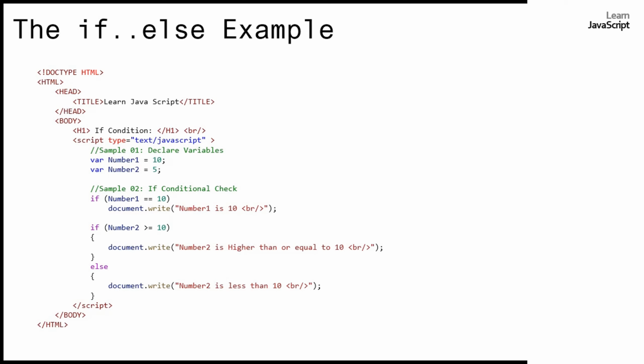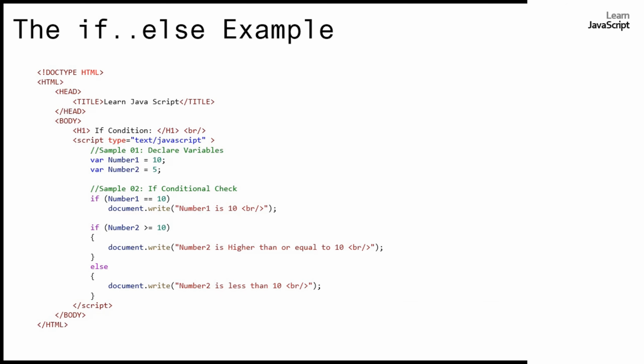So next what we are doing, if number 2 greater than or equal to 10, number 2 value is 5 if you look above in the declaration code snippet. Here we are checking if number 2 is greater than or equal to 10. So number 2 is not greater than or equal to 10 because it is 5. So we go to the else portion and we state number 2 is less than 10. So it's just an example for if else, and it will give you an idea of how you can use it here in JavaScript.